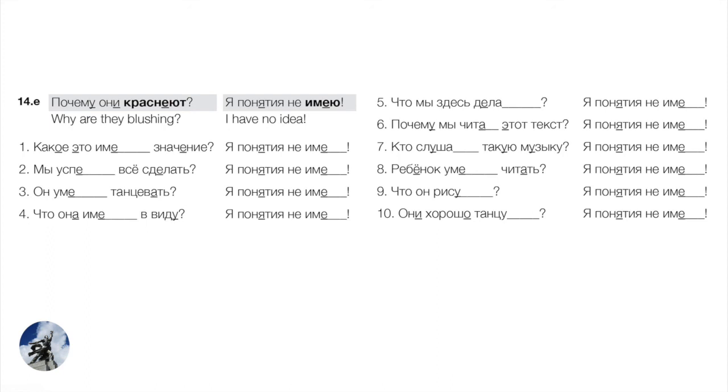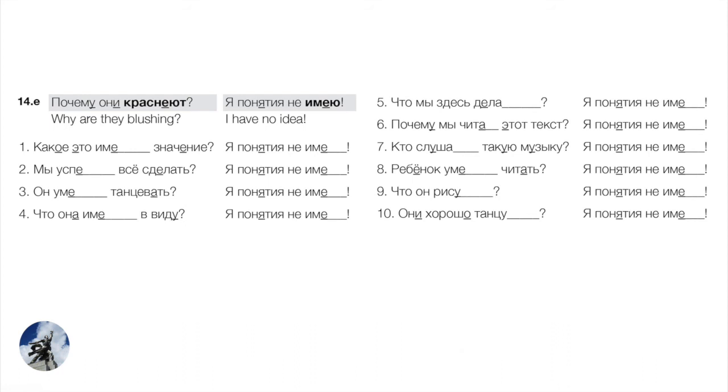Number one, what significance does this have? Meaning, why is this important? Какое это имеет значение? The это here is the subject. Я понятия не имею. Number two, will we manage to get everything done? Мы успеем все сделать? Я понятия не имею. Number three, does he know how to dance? Он умеет танцевать? Я понятия не имею. Number four, what does she have in mind? Что она имеет в виду? Я понятия не имею.